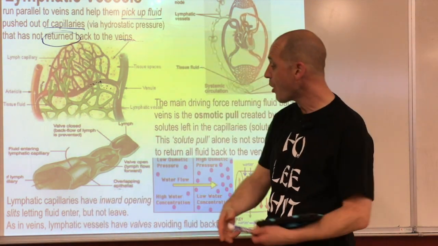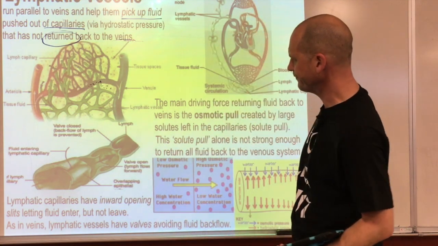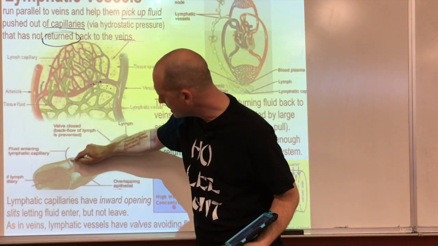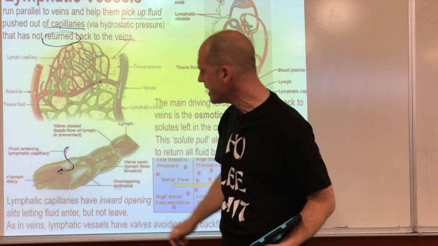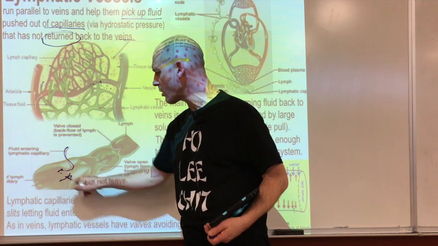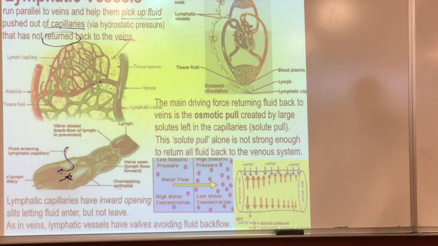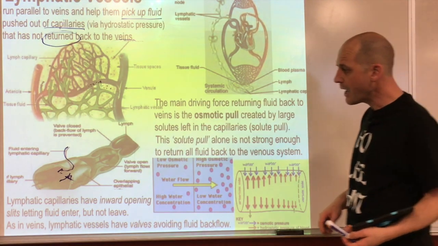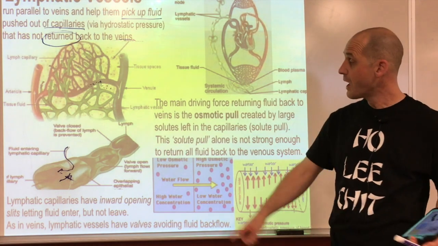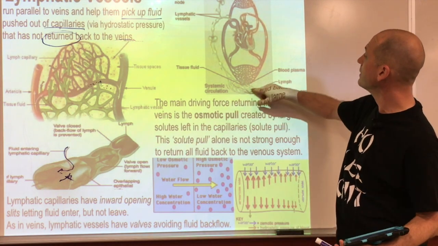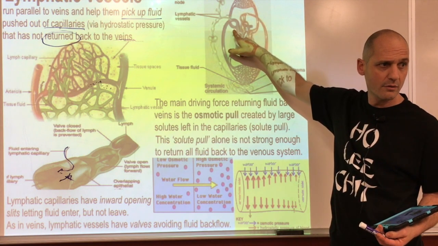They have valves that open only to the inside. So they got these slits here that are open, but you can only get fluid going in. It cannot go back out. It gets stuck. And so these opening slits let the fluid enter but not leave. And then the lymphatic vessel from there, they have valves to make sure we don't have backflow. And then they pick up all that stuff from the tissues and dump it into the veins by the heart.